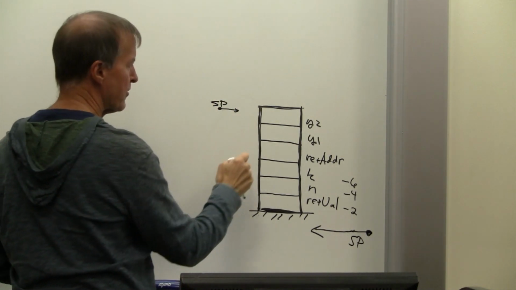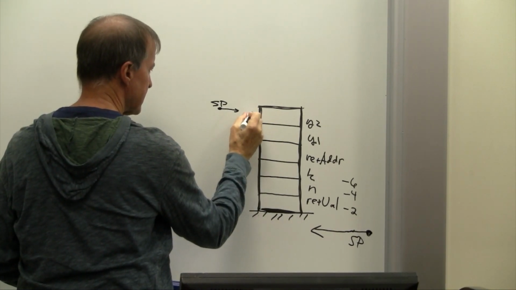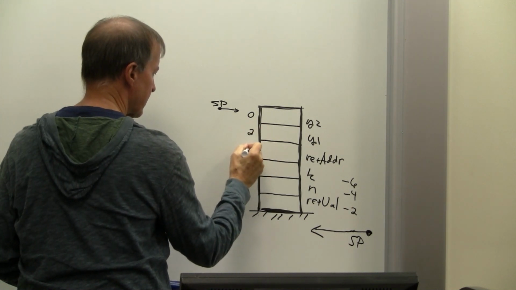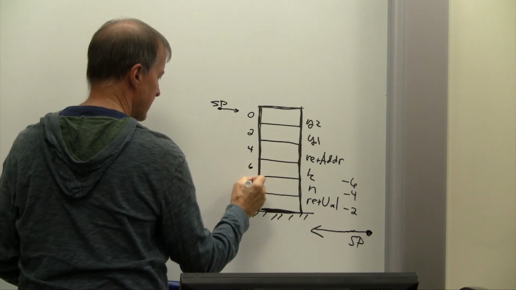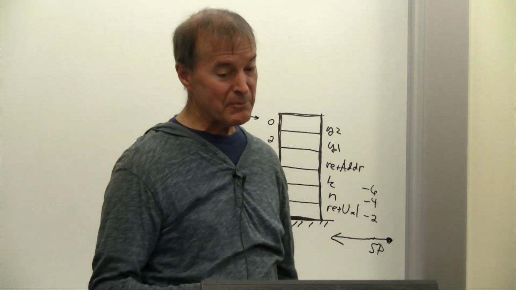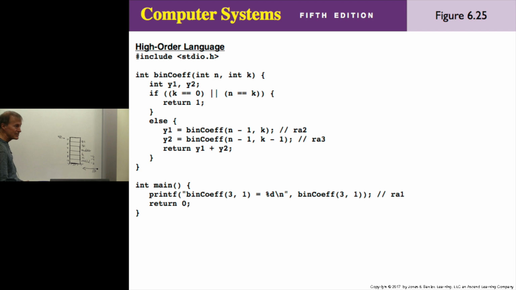On the other hand, when the stack pointer is here, what's the address of the Y1? Of the Y2? 0, Y1; 2, return address; 4, K; 6, N; 8, ret val, 10. Okay, so now with this in mind, let's go ahead and get started.